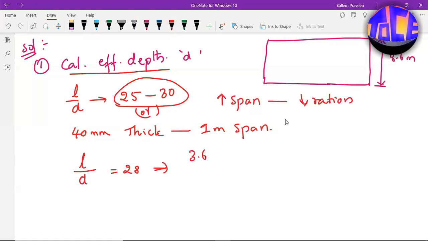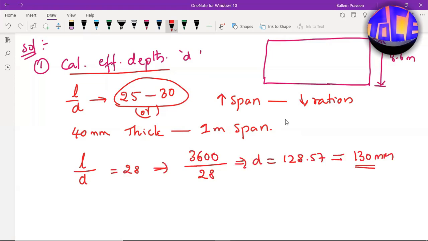Let me write this in terms of mm. So 3600 mm divided by 28. Then my d will be 3600 divided by 28, which is 128.57. So I can consider 130 mm as my effective depth.